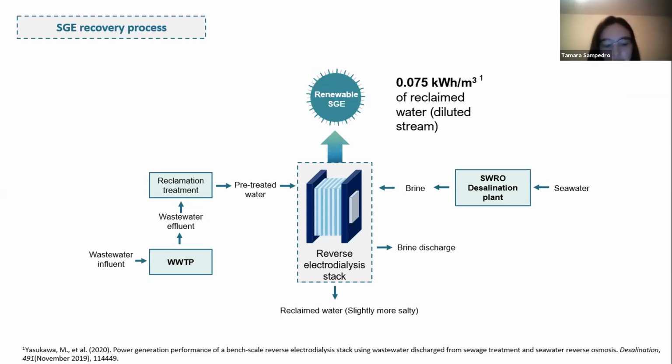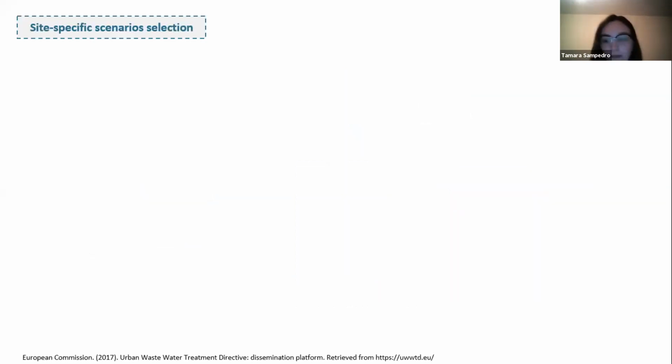Taking into account the values reported in the literature for this type of energy recovery process, using real water streams of desalination brines and wastewater effluents, it has been possible to generate 0.075 kilowatt hours per cubic meter of reclaimed water.